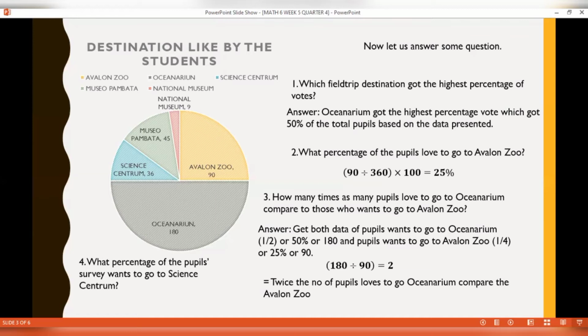And lastly, what percentage of the pupils surveyed want to go to Science Centrum? So ito yung Science Centrum, 36 yung bumoto. Ilan daw yung percentage? Paano natin kukunin? 36 divided by 360 times 100, and that is equal to 10%.